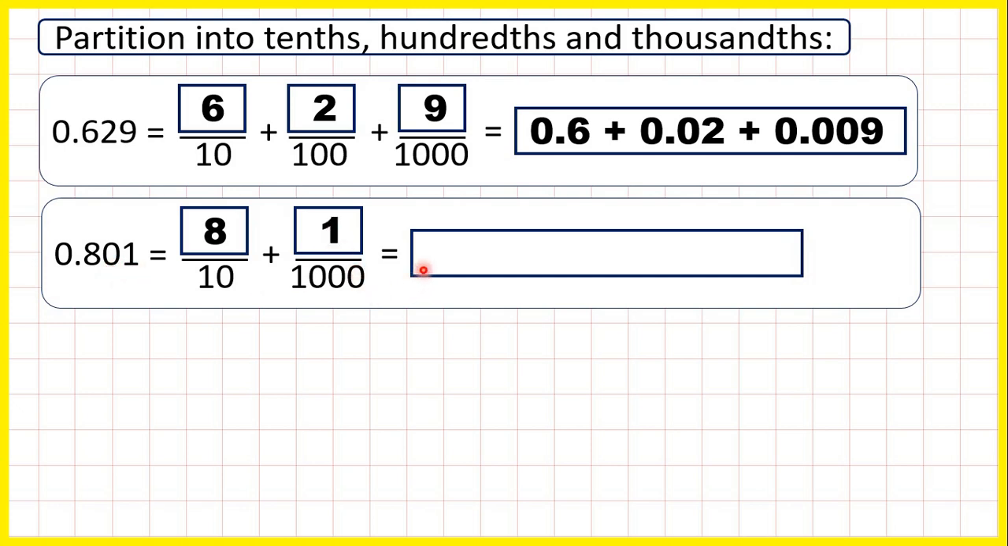So in decimal form, we can show the partition as 0.8 plus 0.001. So that's 8 tenths, because the first digit after the decimal point is the tenths digit, and 0.001 because we need the 1 to be the third digit after the decimal point, because that's our thousandths place value column.